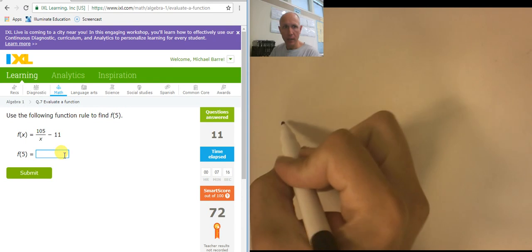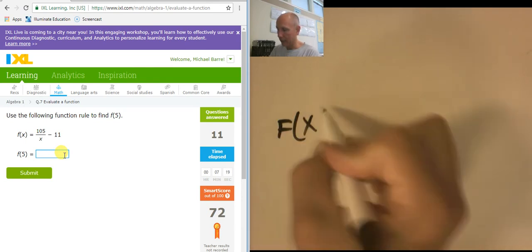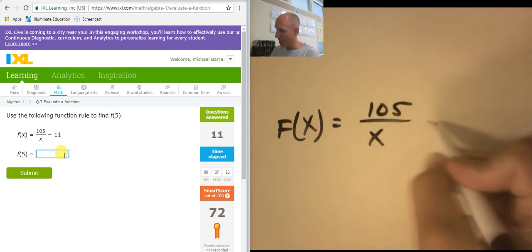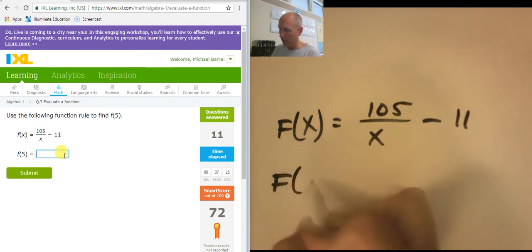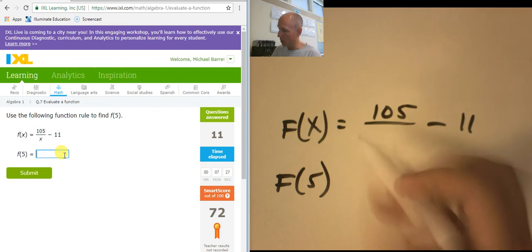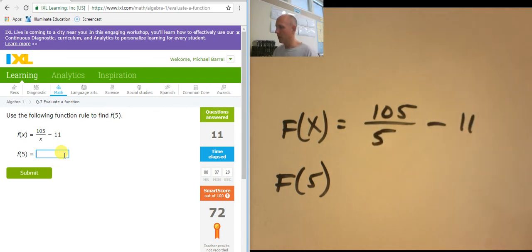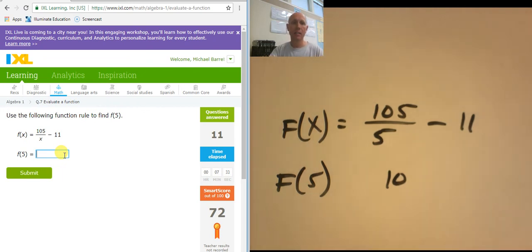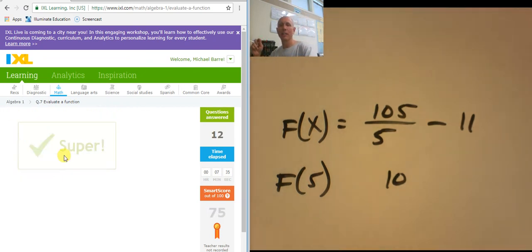f of 5. So I'm looking at f of x equals 105 over x minus 11. I would like to find f of 5. So I'm going to replace this with a 5. 105 divided by 5, that's 21. Minus 11 is 10. Is that going to be right? I know, I'm going too fast.